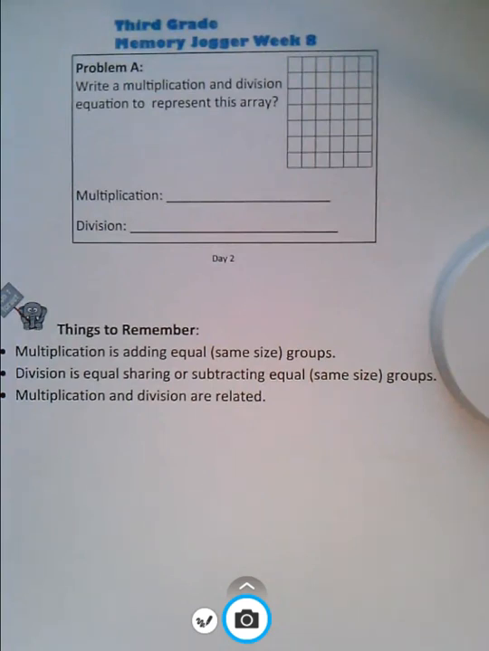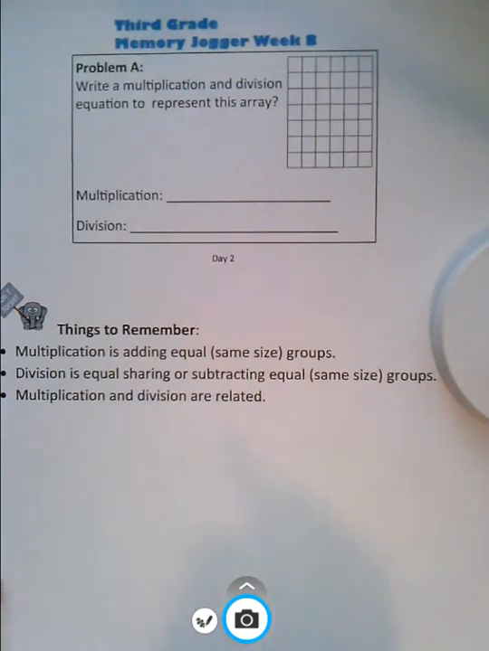We have a couple things we need to remember. Multiplication is adding equal groups, same size groups. Division is equal sharing or subtracting equal or same size groups. Multiplication and division are related. Let's take a look at this array to see what it means for multiplication and division to be related.